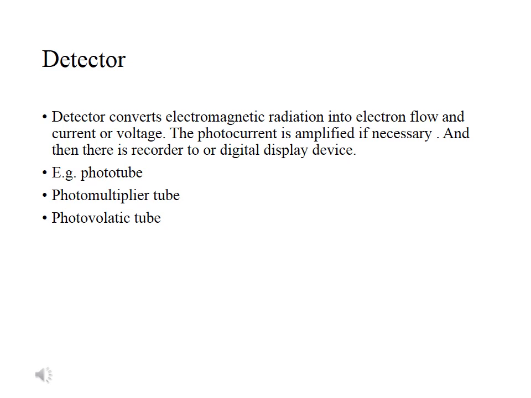The next part is the detector. The detector is a part which is used to convert the electromagnetic radiation into electron flow, and then further it is converted into current or voltage. If there is a requirement for amplification of this photocurrent, then it is amplified with the help of an amplifier, and then finally it is recorded through digital display devices. These devices can be a phototube, a photomultiplier tube or a photovoltaic tube. Any one of the devices can be used for this purpose.